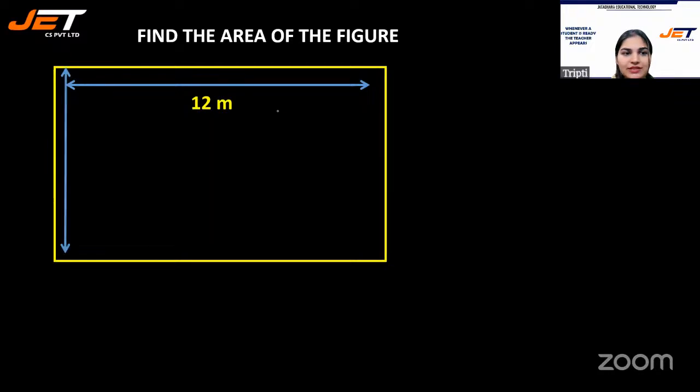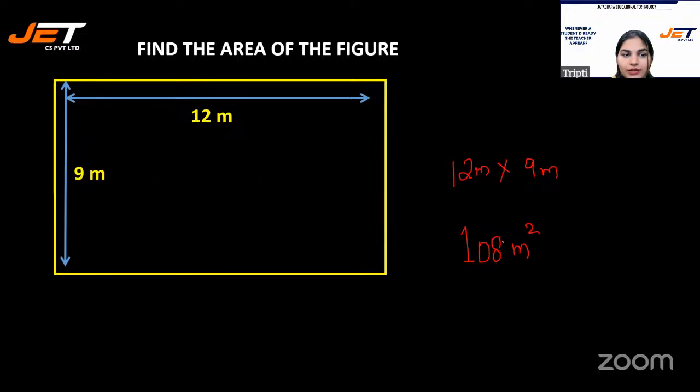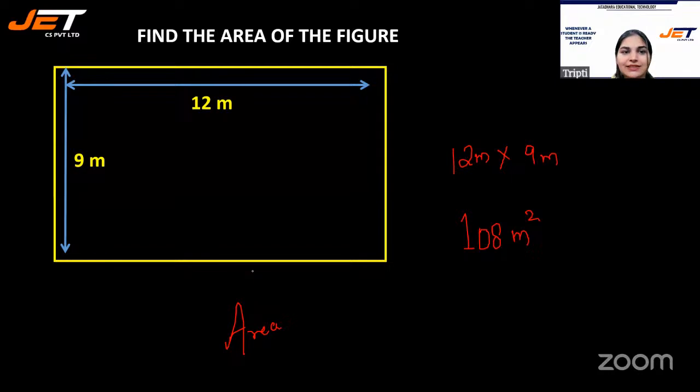Next one, 12 meters is this, and then 9 meters. 12 length, 9 breadth. Okay, so here you have to do 12 meters times 9 meters. So 12 times 9 is 108 meters square. That's the area. So you can write, area of the rectangle is 108 meters square. Okay.